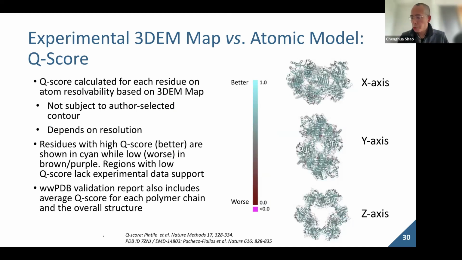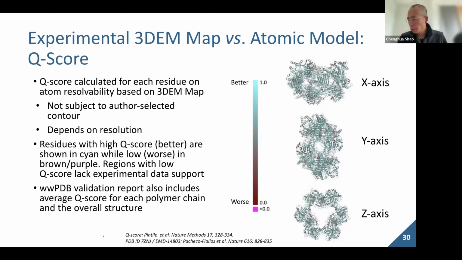Atomic inclusion is a straightforward method, but it depends on author selected contour, which is not objective. The other metric called Q-score was developed to avoid this dependency. It's calculated on each residue based on the atomic resolvability on the map without using contour. The atom resolvability depends on the resolution, so this metric works better for higher and medium resolution structures.